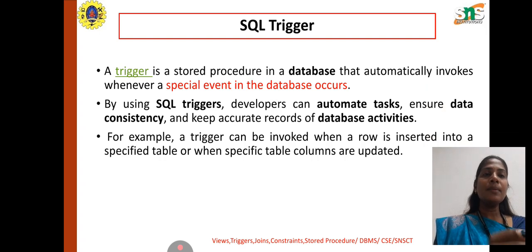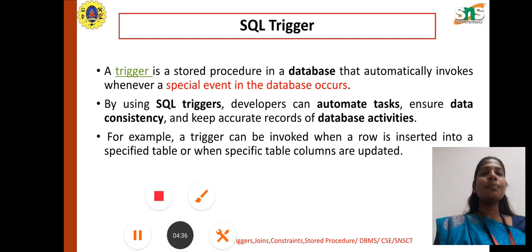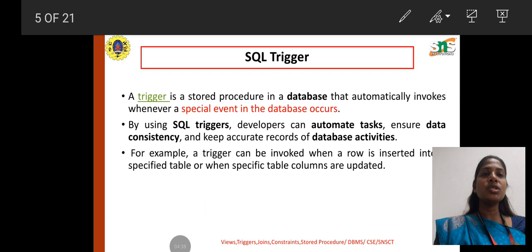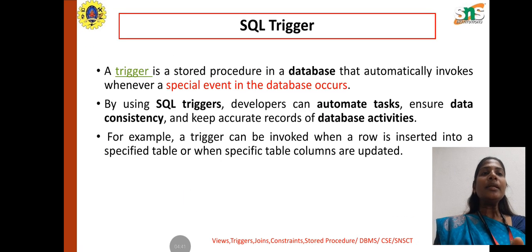Then next one is the SQL trigger. A trigger is a stored procedure in the database that automatically invokes whenever a special event in the database occurs. By using triggers we can develop automated tasks and ensure data consistency and database integrity. For example, it can invoke when a row is inserted into a specified table or when table columns are updated.